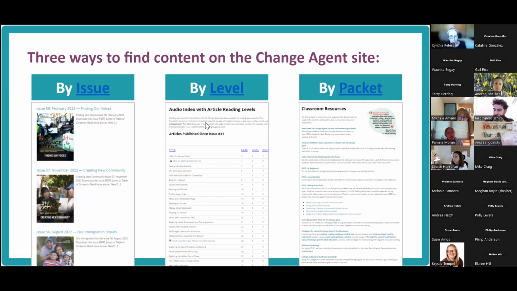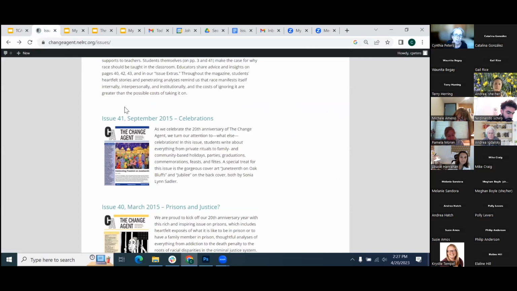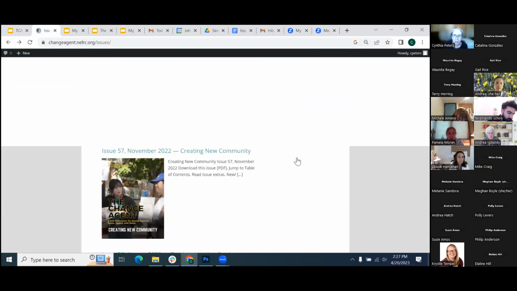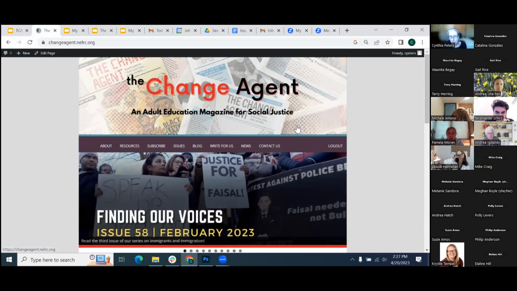You can also explore by level. So sometimes a single issue of the Change Agent looks too hard. It looks like, oh, this is a wall of text. My students, it's too hard for my students.